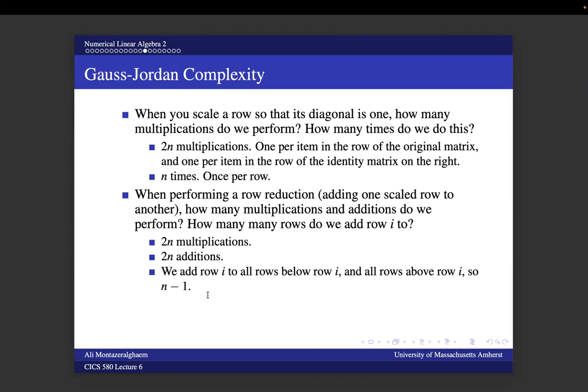So if we need to compute the complexity of these algorithms, we need to compute all of these operations that we did, which are the basic operations that we have in this algorithm.